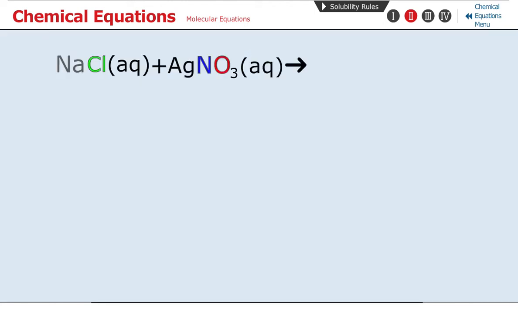NaCl(aq) + AgNO3(aq) react to form NaNO3 + AgCl. Now we check these products with the solubility rules.